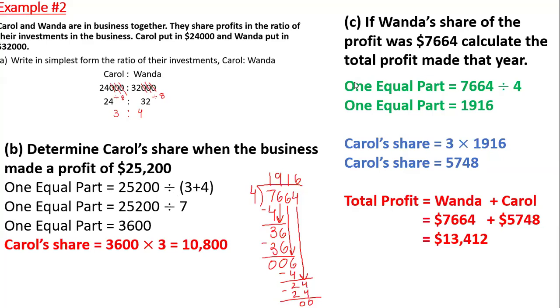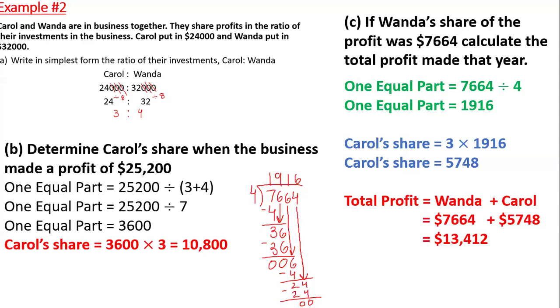Yes, sir. But here they're telling us that Wanda's share is 7,664. So that means that this is not the same scenario. That's how we know it's different, and that's how we know we need a new one equal part. Because it's not the same thing. It's not the same question. So you need to find a new one equal part. Does that make sense? Yes, sir.